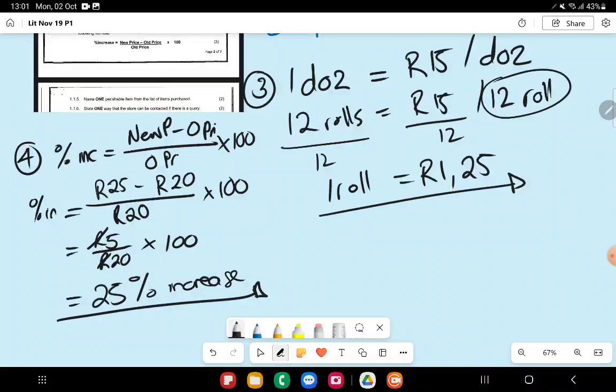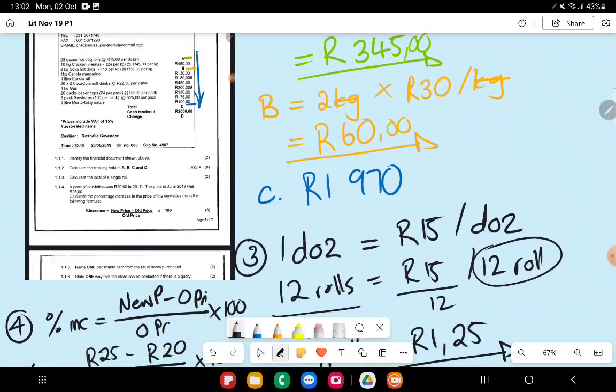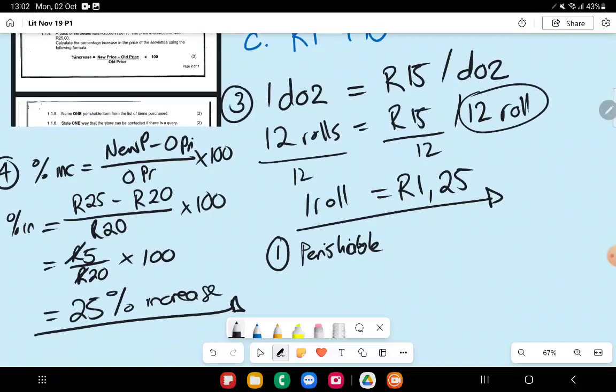Question number 5 says, name one perishable item. Perishable means it can go off. It can rot, get sick, and needs to be thrown away. So the perishable items we have are Viennas, hot dogs, hot dog rolls, margarine, soft drinks, I think, and sauce. You can choose any of those items. I'm going to say hot dogs or rolls, anyone. That is question number 5.